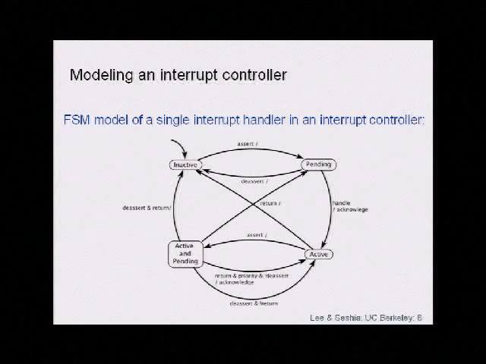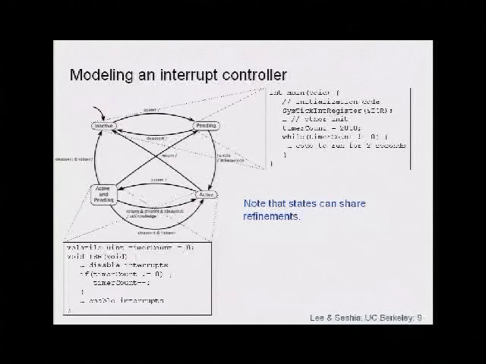So this is one way to model an interrupt controller. But the key idea here, from the perspective of our problem, which is can the main program get to C, is that we can now associate different states of the controller with the different pieces of code that are active in those states.